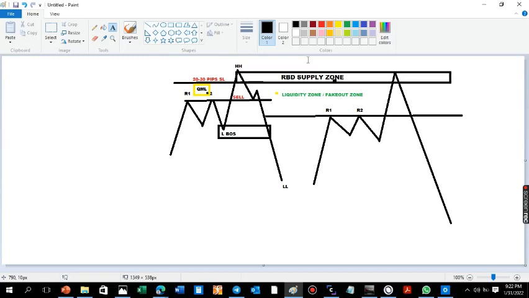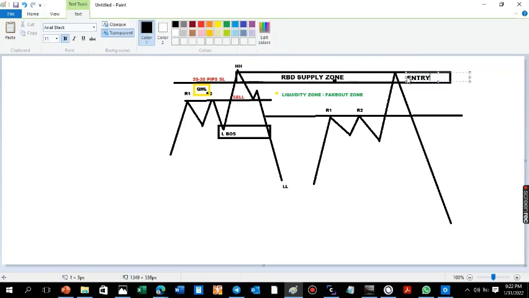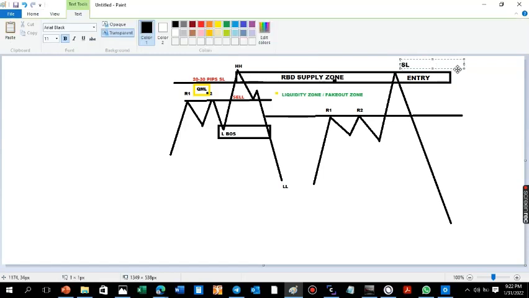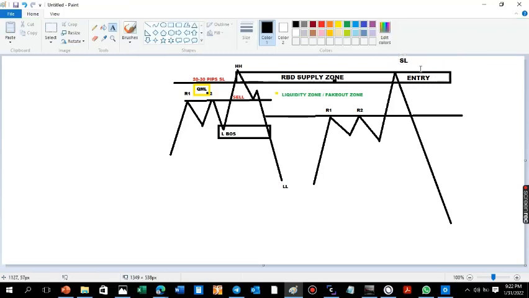You have losses, you have wins, but most definitely your wins are going to be bigger than your losses. That's the fact. So this is a rally-based drop supply zone, and therefore we plan to sell at this level. Our entry is going to be at this level, and our stop loss in this instance is going to be above the higher high. If your fresh supply zone is at the higher high right there, make sure your stop is above the higher high.